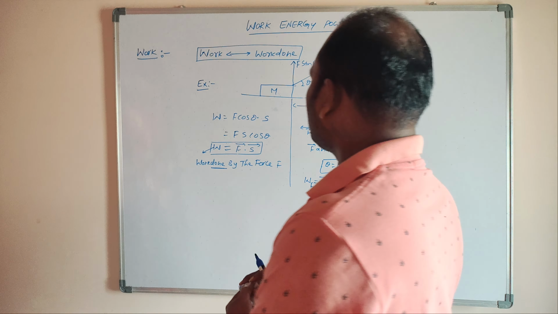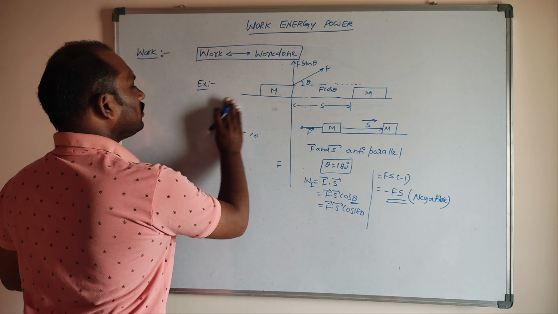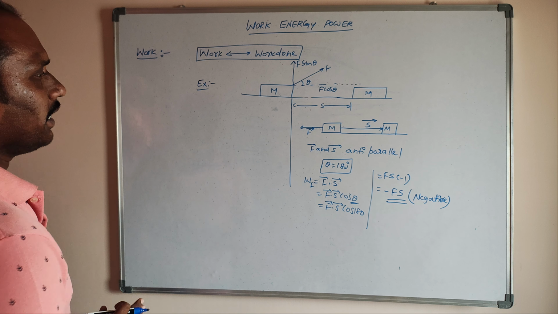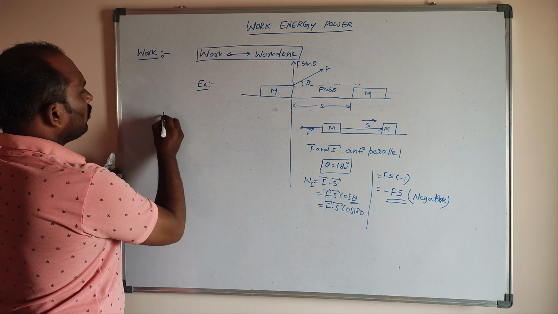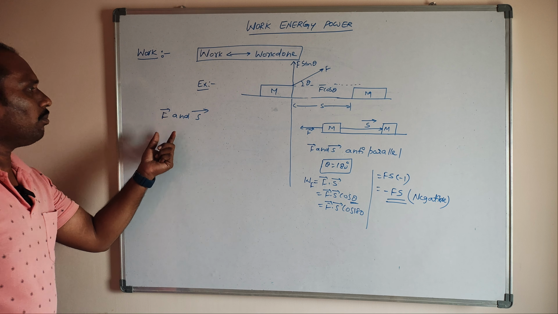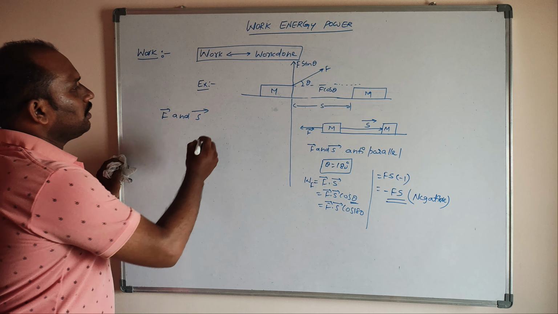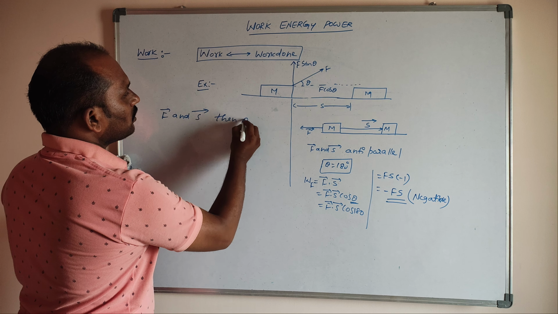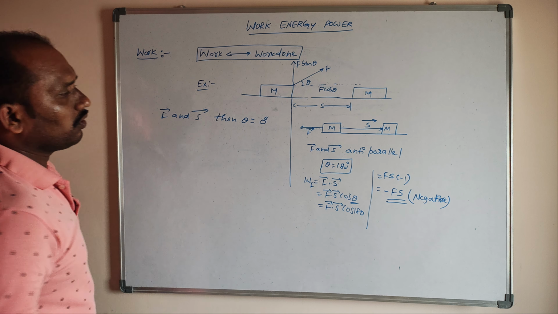So now he is in the same direction. So both are in the same direction. Now what do I have to get? Let us take an example. F bar and S bar are in the same direction. Then what will happen, guys? Theta is equal to 0 degrees, since it is the same direction.